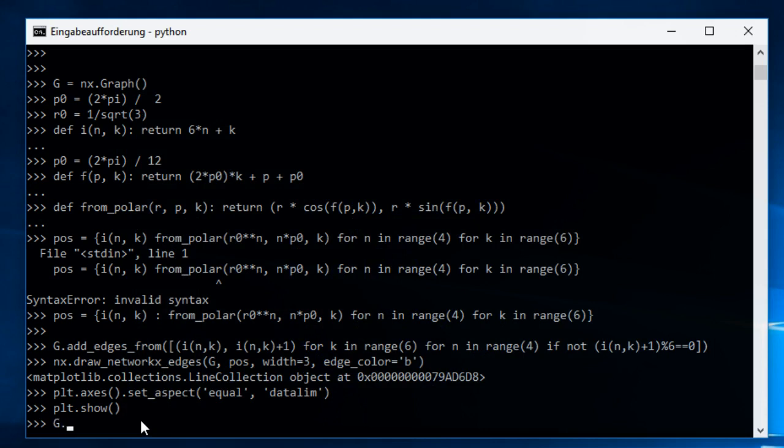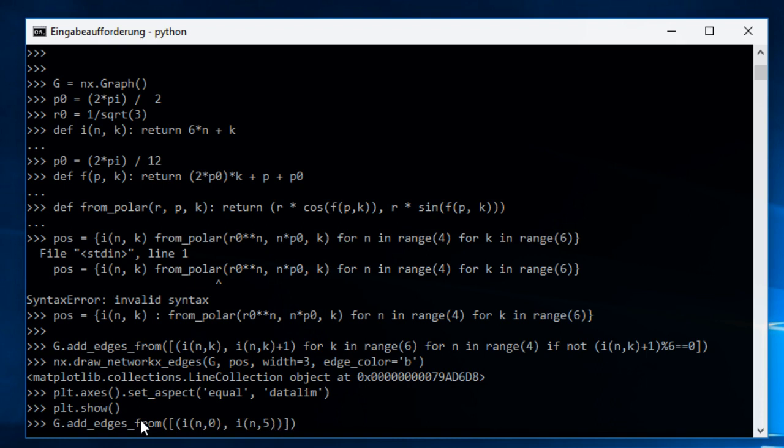So let's go on. We add more edges. And now I need the connecting lines, right? So to close the circle. So this is going to be, from, this is basically from 5 to 0 and from 11 to 6 and so on. So I can write it like this, right? From 5 to 0. That's that.